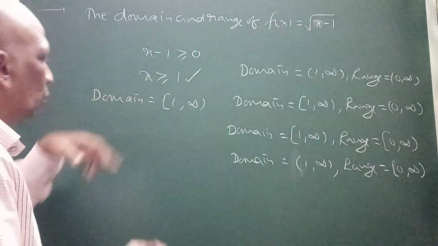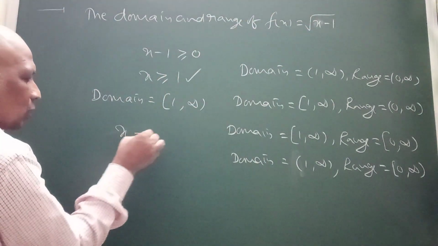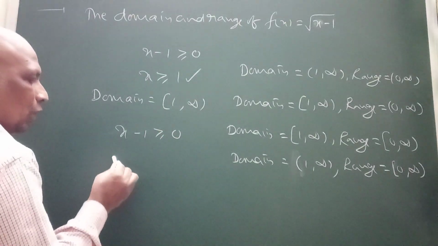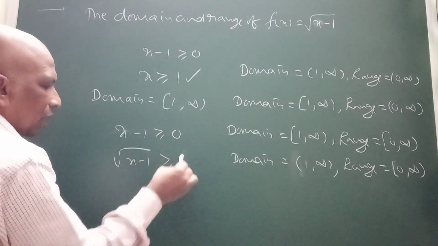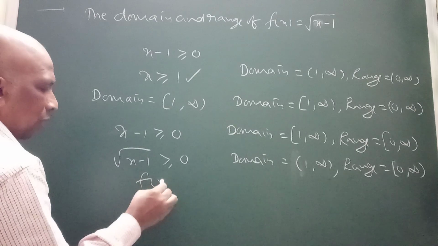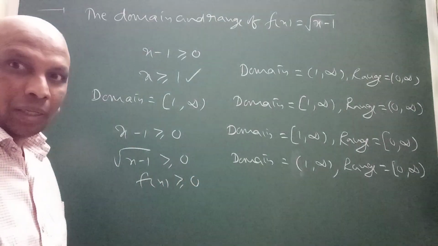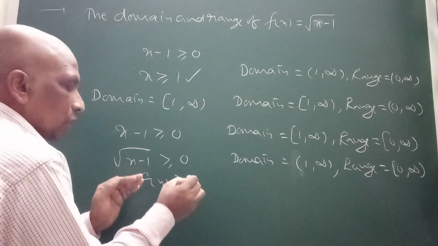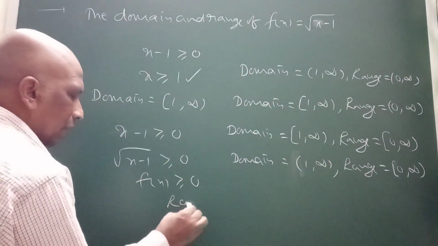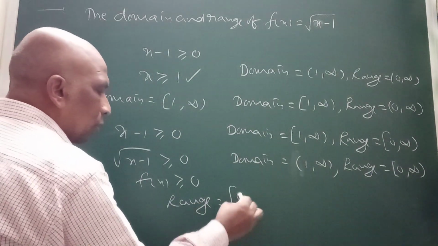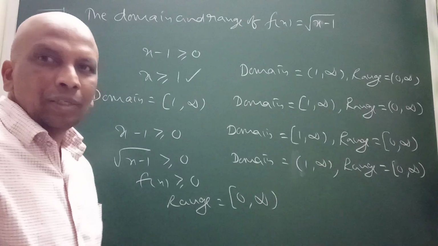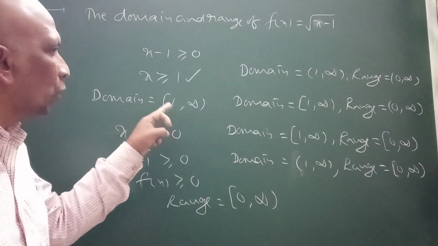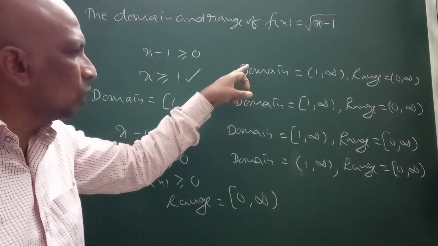So now, because we know that x minus 1 is greater than or equal to 0, then root of x minus 1 is greater than or equal to 0. This is nothing but f of x greater than or equal to 0, right? So the function value is 0 or more than 0, then I can write the range is 0 to infinity, including 0. And definitely the domain should include 1 to infinity. So this is not your answer.